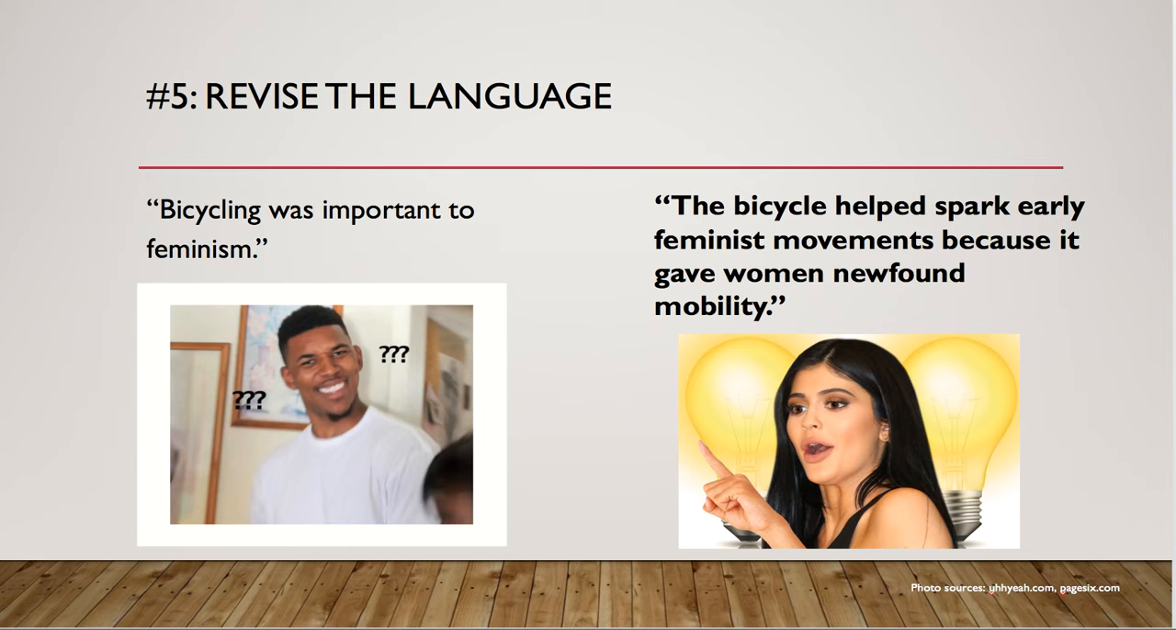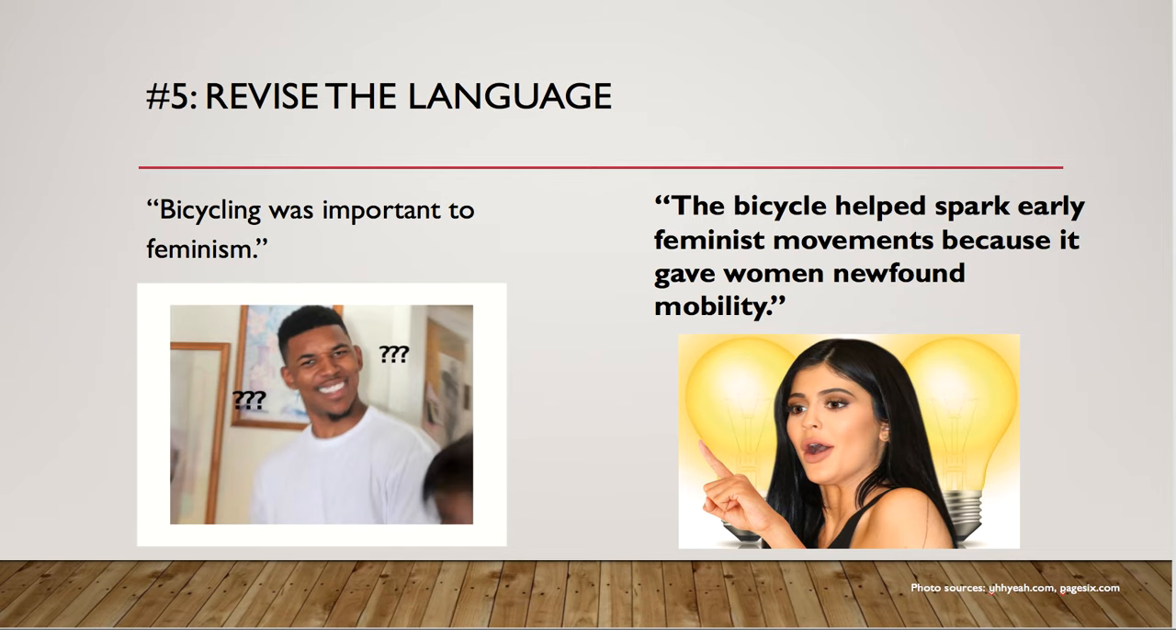After I add in all those extra sentences, then I need to take my final step. I have to revise my language to make it more concrete and specific and clear. My draft claim stated that, quote, bicycling was important to feminism. But what does that even mean? How was bicycling important? When, where, why? Ask yourself the 5 W's to be sure you're being clear, both in your claim and in the rest of your paragraph.